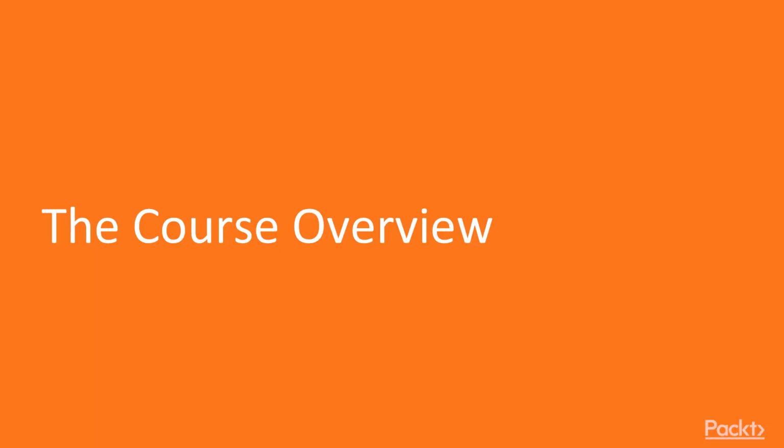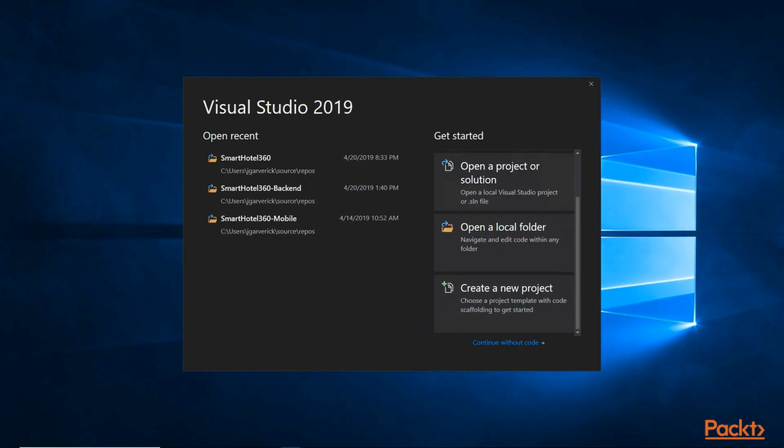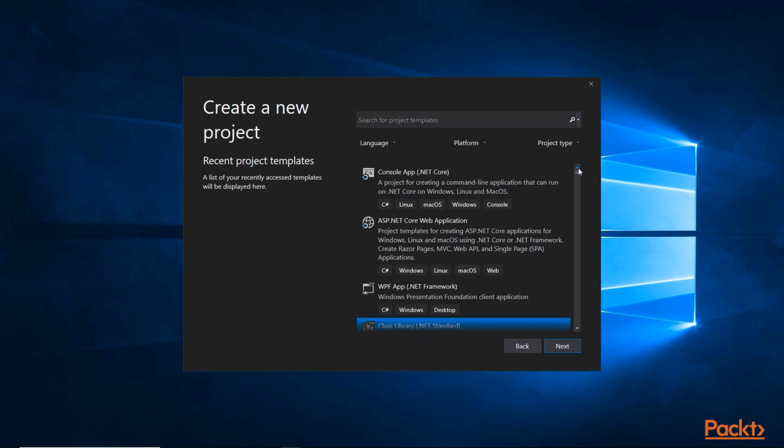Let's take a look at the course overview. This course is split up into six sections. First, we're going to cover new features in Visual Studio. This ranges from the new start window to the new search pane and new filters for discovering different project types and different platforms to target those.